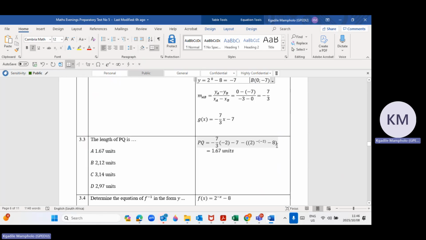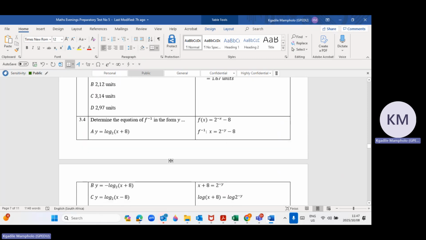Then you'll say 2 to the power minus into minus 2, which is plus 2. Then you say minus 8. If you calculate, the answer will be 1,67.